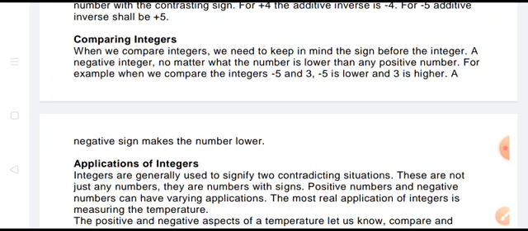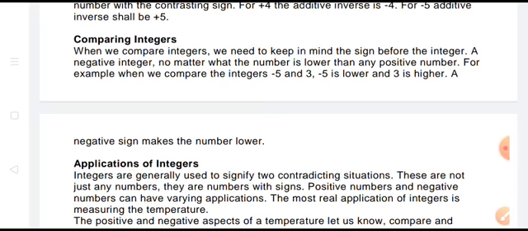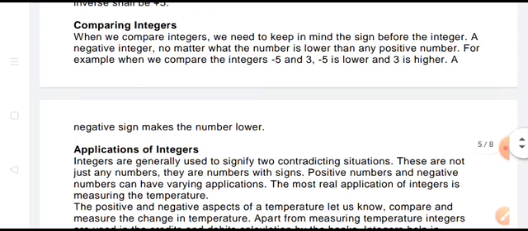For example, we have minus 5 and 3. If we think 5 is a big number and 3 is small, but when we see that the 5 begins with minus, then minus 5 will be small and 3 will be the larger number. For example, we compare the integers minus 5 and minus 3. So minus 5 is lower and minus 3 is higher. So a negative sign makes the number lower or greater.